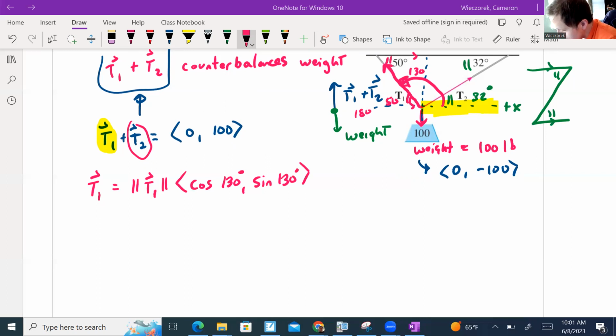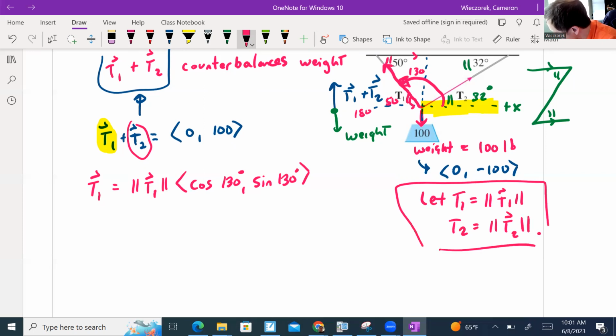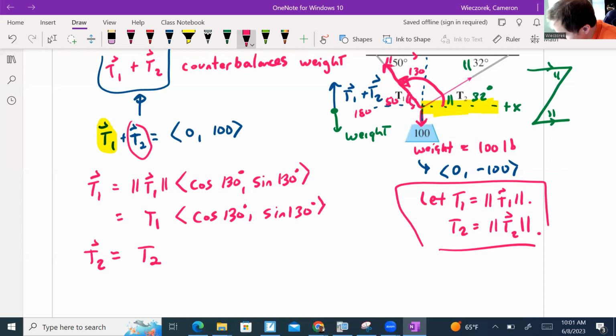And just so I don't have to keep writing these magnitude bars, I'm going to let T1 equal the magnitude of T1 and T2 equal the magnitude of T2. So as long as you define that, you don't have to keep rewriting these. So this is going to be T1 cosine of 130, sine of 130. T2 is going to be the magnitude of T2, which I'm defining to be just capital T sub 2. The angle between the positive x-axis and T2, alternate interior, that's 32. So this would be cosine 32, sine of 32.